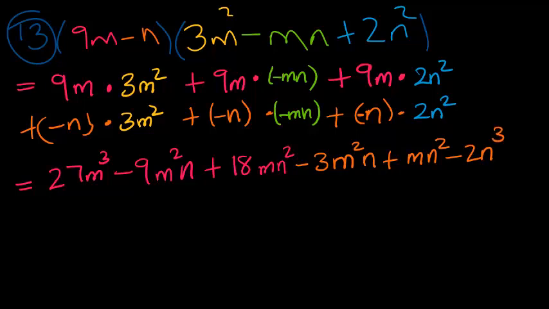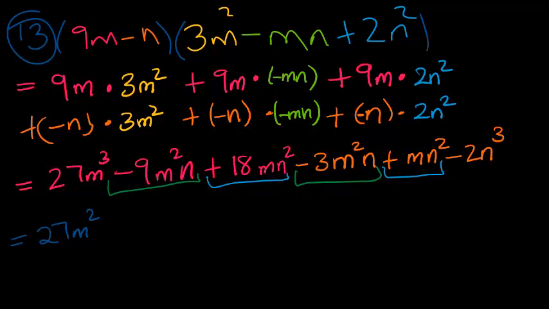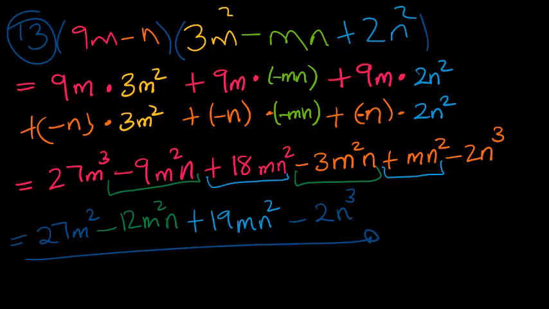Let's look for like terms. We have like terms, so I've got that and that goes together, and I've got that and that goes together. So my final answer is going to be 27m cubed, minus 9 minus 3 is minus 12m squared n, 18 plus 1 is 19mn squared, and minus 2n cubed. That's my final answer.